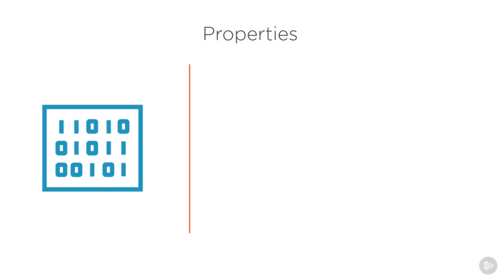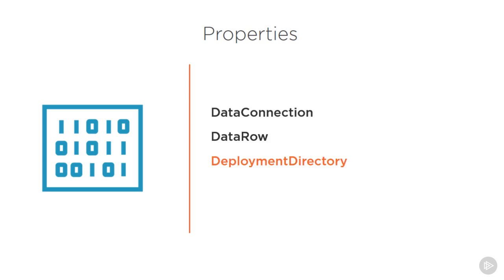But there are some useful properties like DataConnection and DataRow. We use these in the data-driven testing. DeploymentDirectory is also very useful, and I'm going to show you a good example of that later. And TestName, we can actually see what test name is being run at this time. And so that is another property we'll take a look at.